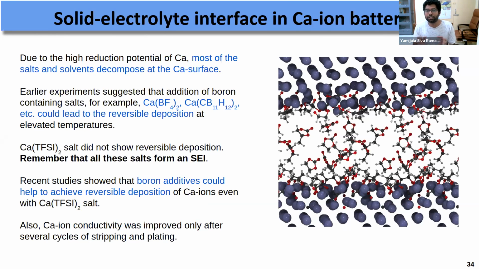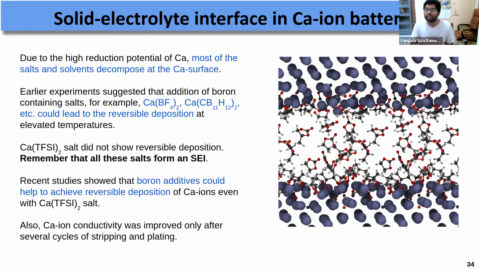So in this particular project, what we understood from the very recent experiments that were performed in April or so is, whenever the salts containing boron atoms are there, then calcium can be reversibly deposited on a calcium anode. This is what we have learned from the experiments.